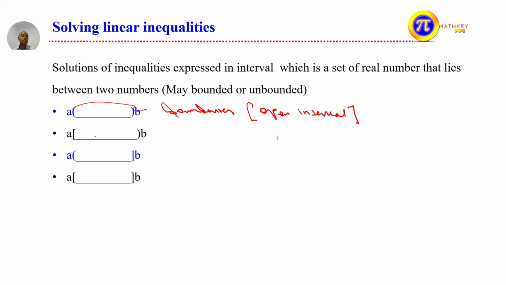Similarly, if you consider this one, in the case of A, it includes A, that means the closed bracket. This indicates that the interval includes A, but doesn't include B. We call this half closed, half open. The same for this one. They are half closed, half open. This one is closed in both cases. It consists of the interval between A and B, as well as including the boundaries. We call this a closed interval.